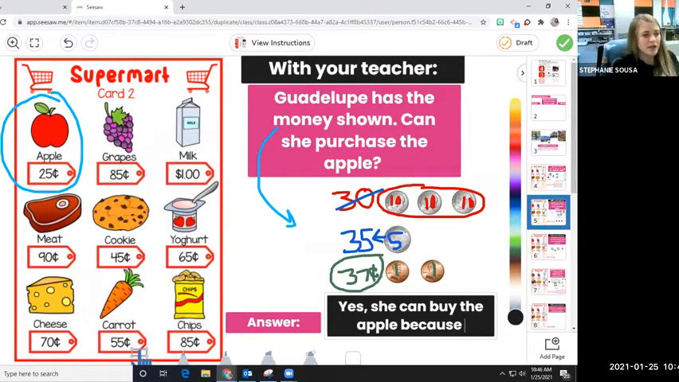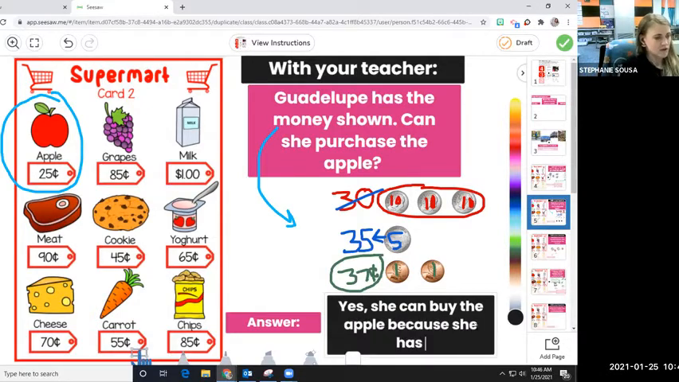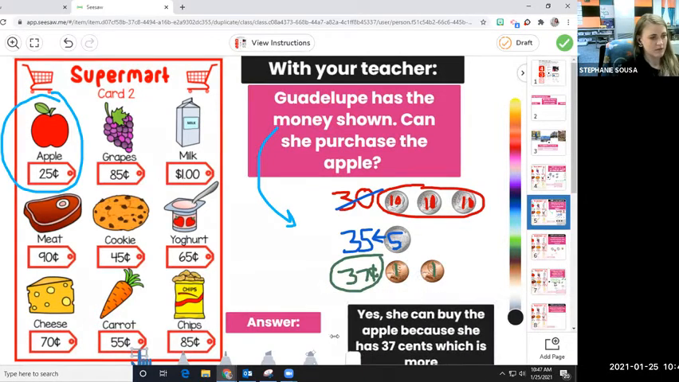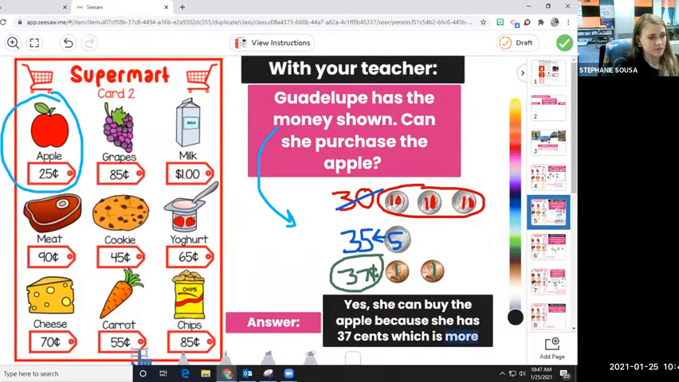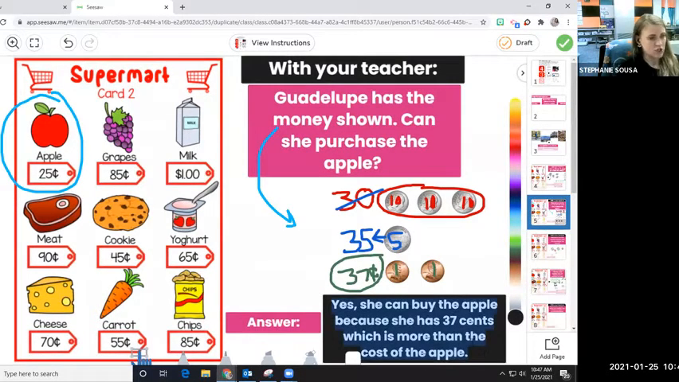All right, back to our math. You should have typed, yes, she can buy the apple because she has 37 cents, which is more than the cost of the apple. So can she buy that apple? Yes, she can. And we have to be able to explain why. She can buy that apple because she has 37 cents, which is more than the cost of the apple at 25 cents.